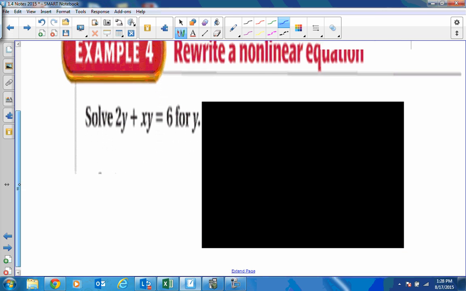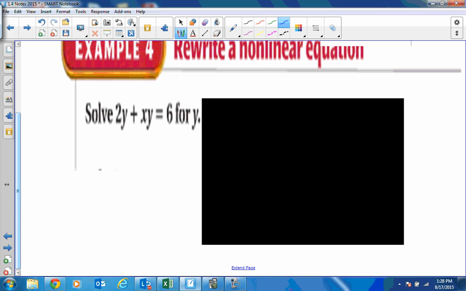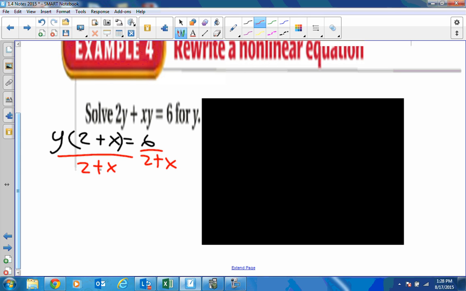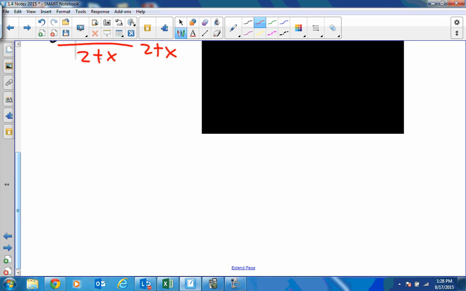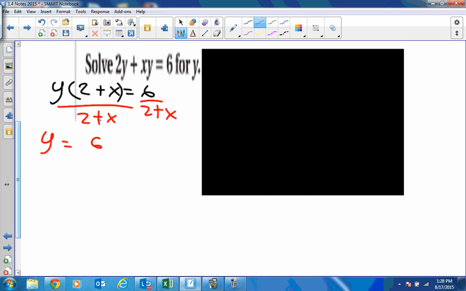All right, so this is a nonlinear equation. It says solve for y, get y by itself. But notice how 2y and xy both have a y. So what we have to do is the opposite of the distributive property, which is factor. We have to factor out a y. So we're left with y times 2 plus x equals 6. Then, to get y by itself, we have to divide by 2 plus x. And so we get y equals 6 over 2 plus x. And this is actually a rational equation, which we'll get to later.